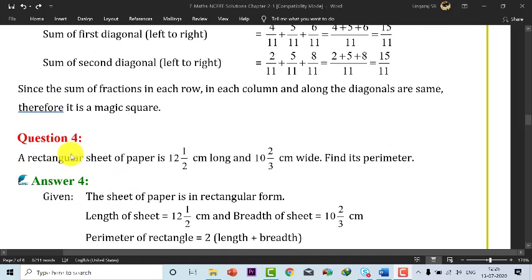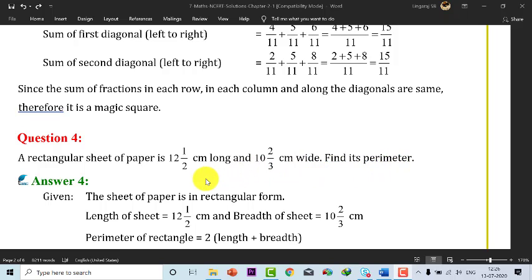So next we move to question number 4. A rectangular sheet of paper is 12 1 by 2 centimeters long and 10 2 by 3 centimeters wide. Find its perimeter.